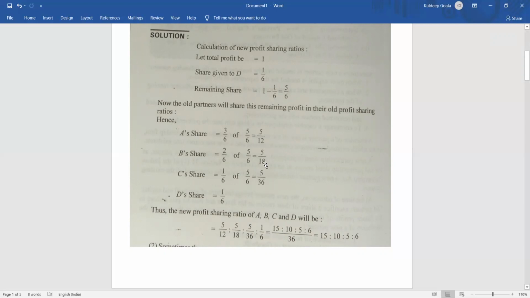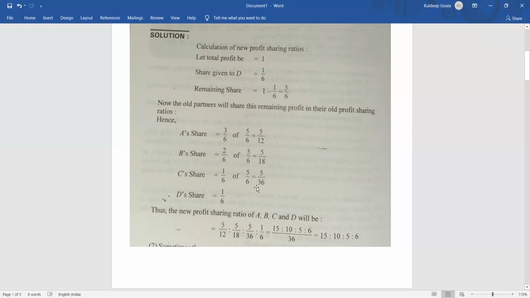B it was 5 by 18. So 18 how many times will it go? 18 into 2, right? So if the denominator is multiplied by 2, the numerator will also be multiplied by 2. So 5 times 2 is 10. So it is 10 by 36. Then C is 5 by 36, so it will remain 5 by 36. In D it is 1 by 6. So how many times is it going? Into 6. So the denominator is multiplied by 6, so the numerator also will be multiplied by 6. So 6 by 36, right?